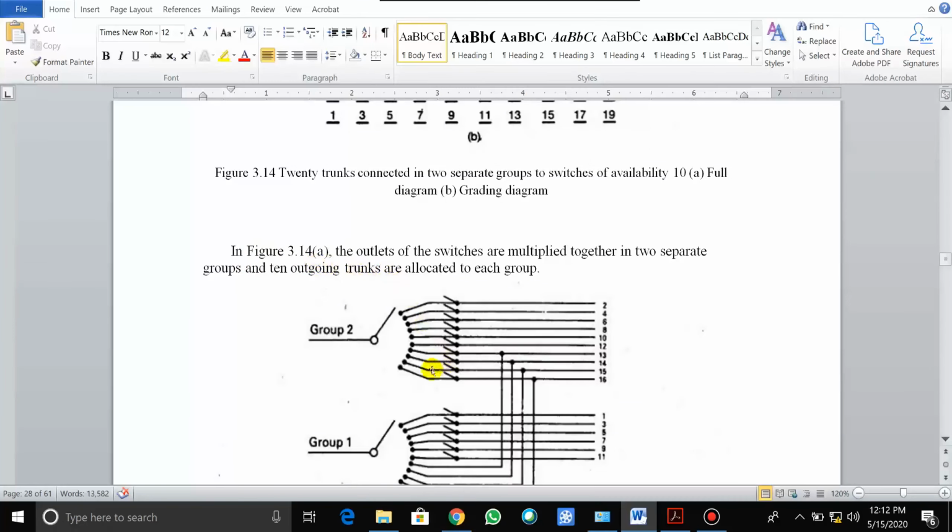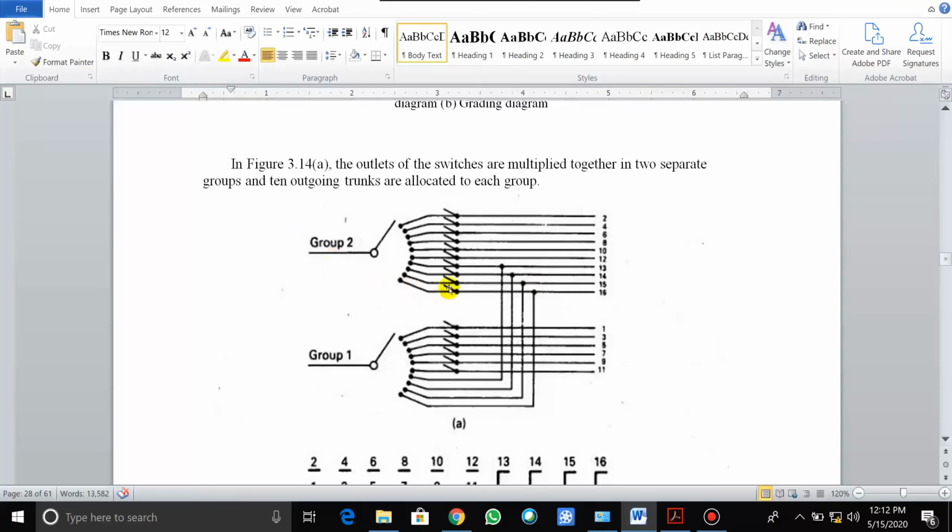In this diagram we can see that the outlets of the switches are multiplied together in two separate groups and 10 outgoing trunks are allocated. So group 1, group 2. Here again we have an even number of trunks, here an odd number of trunks, but here 13, 15, 17, 19. Again they are interconnected here, as I said. That means they are multiplexed.